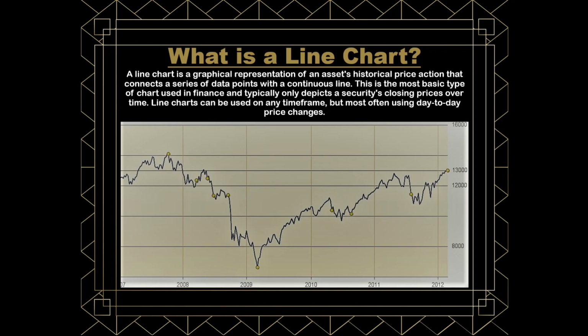A line chart is the most popular chart and the most common chart people see when just getting into the stock market. A line chart is a graphical representation of an asset's historical price action that connects a series of data points with a continuous line. This is the most basic type of chart used in finance and typically only depicts a security's closing prices over time. Line charts can be used on any time frame, but most often using day-to-day price changes.